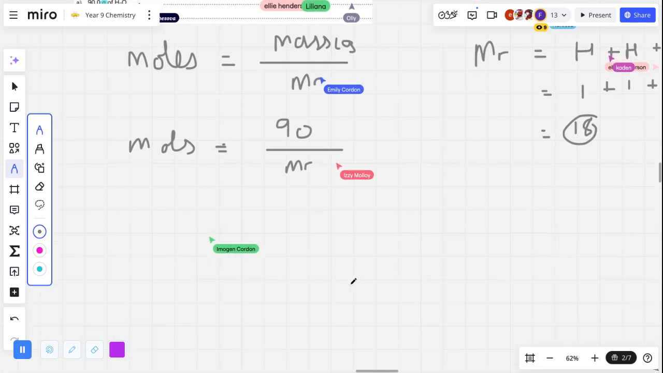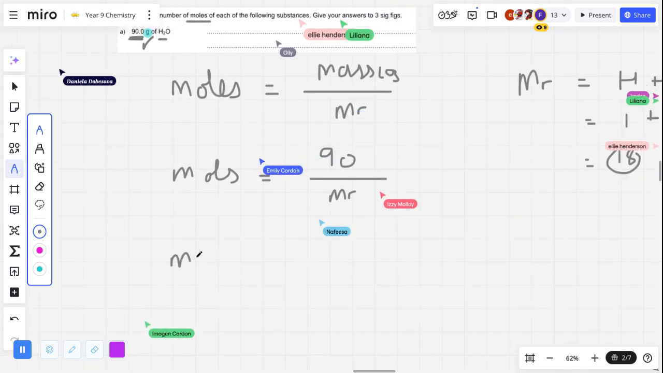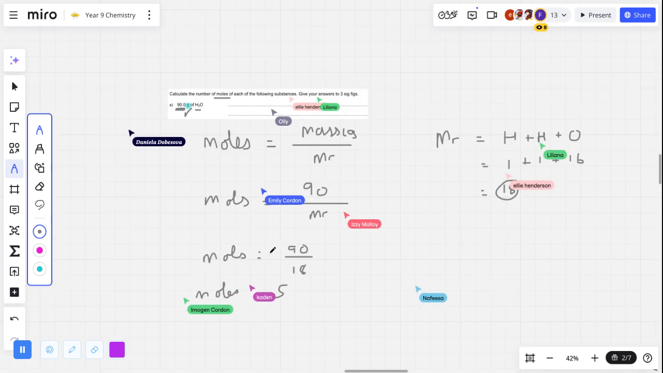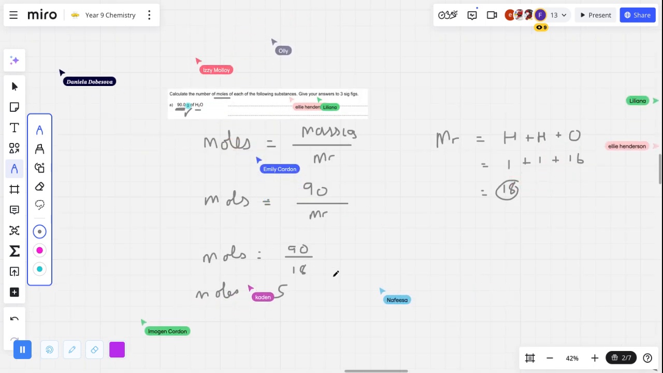So I'm going to go back. My last step, moles equals 90 over 18. The answer is 5. Okay, that's how you need to lay it out. That's all the working out for the first question.